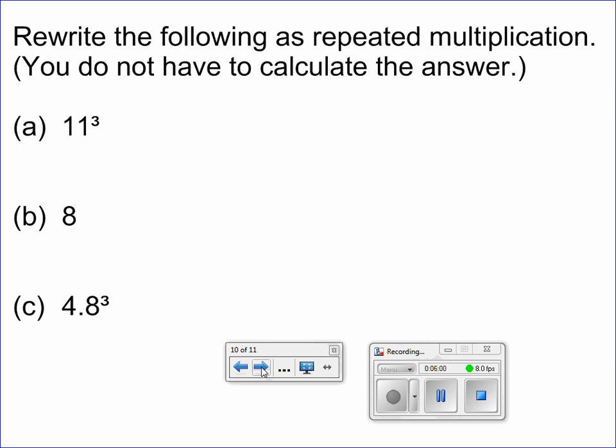Okay, now here we're going to do the reverse. We're going to write each of these examples as repeated multiplication, and we're not going to calculate the final answer. So again, I'll do the first one for you. Okay, the base is 11, and I see it's cubed, or to the power of 3. So that means I need to write a grand total of 3 11s, just like that. Okay, so put the video on pause so that you can do these two problems at home.